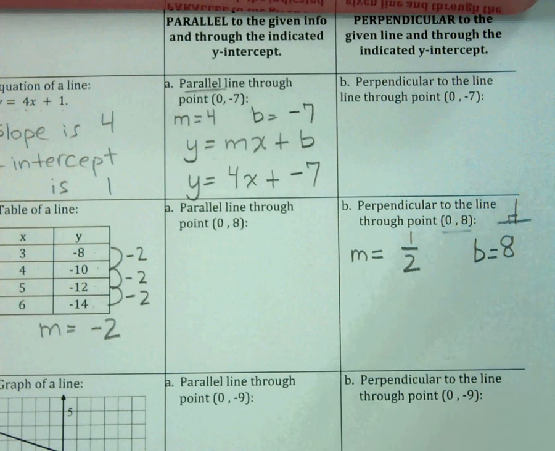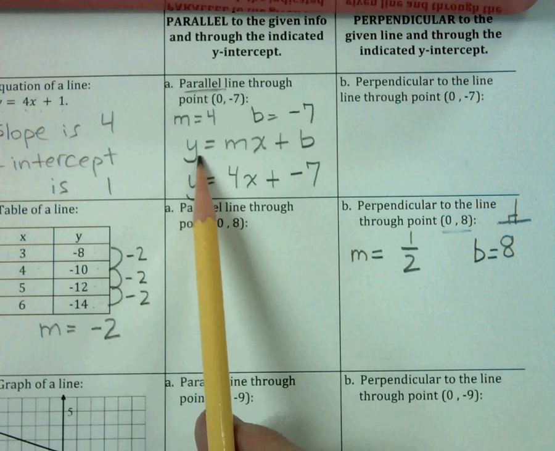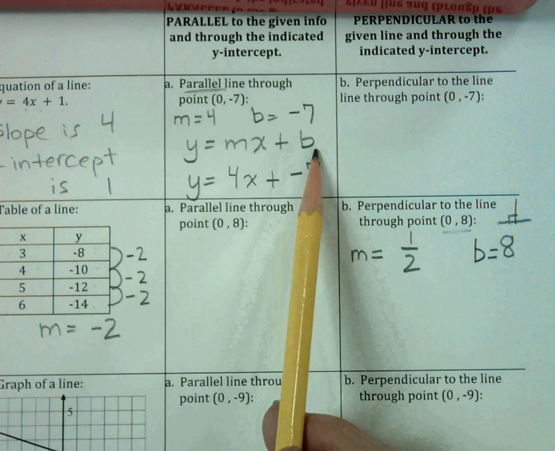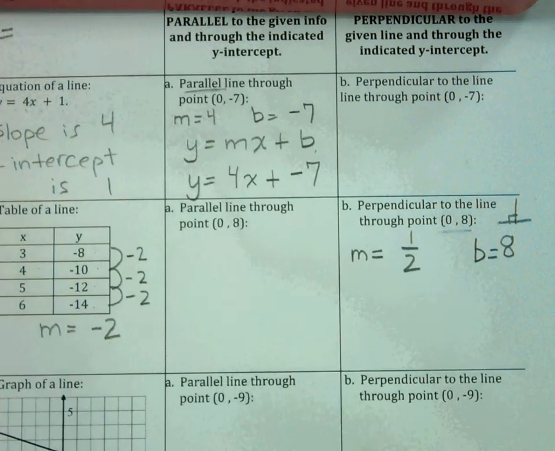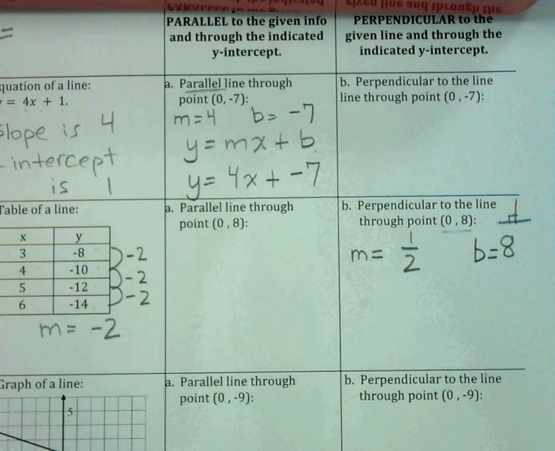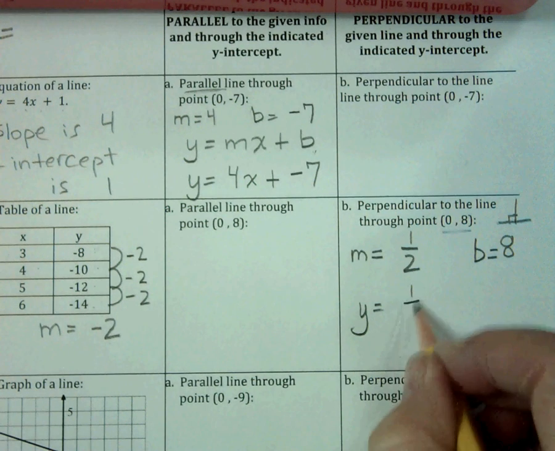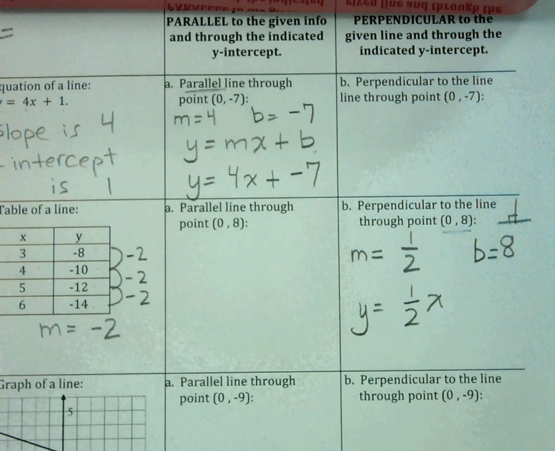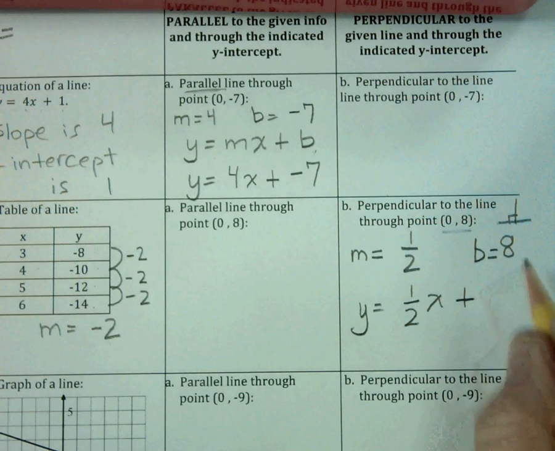Okay. So y equals mx plus b. Up here I wrote that for you, so make sure you wrote that down somewhere. Y equals mx plus b. Easy. Y equals 1/2 x plus b, 8.